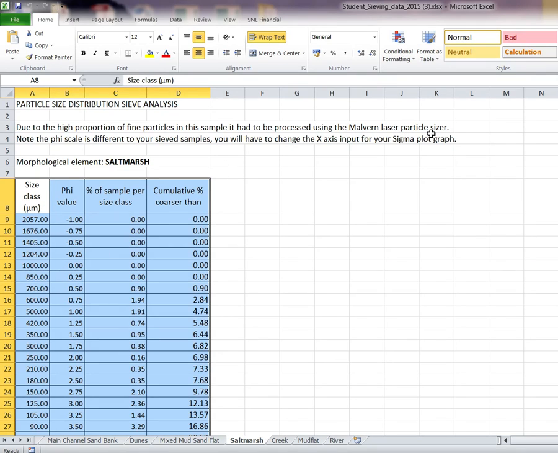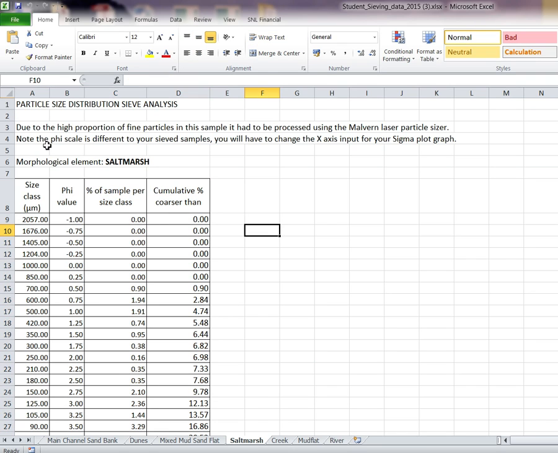Okay, so the salt marsh example here, you have a larger size range because this sample was processed through the Malvern laser particle sizer. And that's because it was a muddy sample, so that means it included cohesive sediments. And when you have cohesive sediments, you can't dry sieve them because they like to stick together and create larger particles than they are in fact representing.